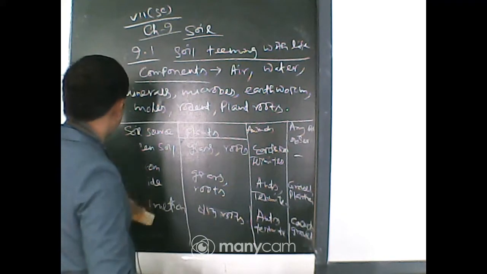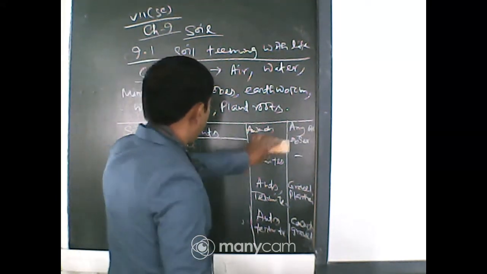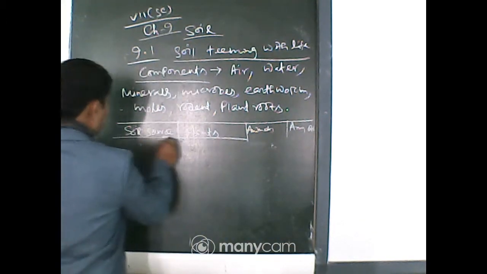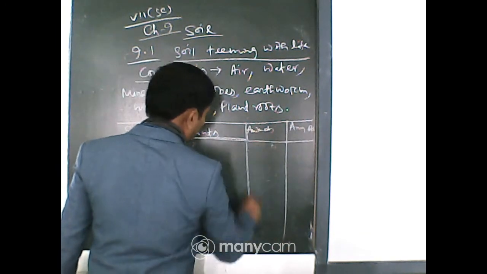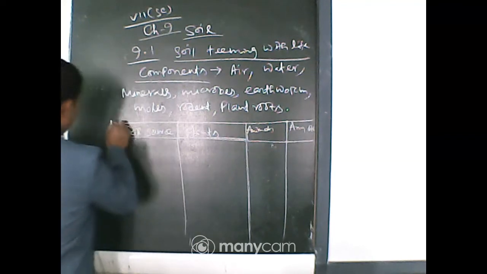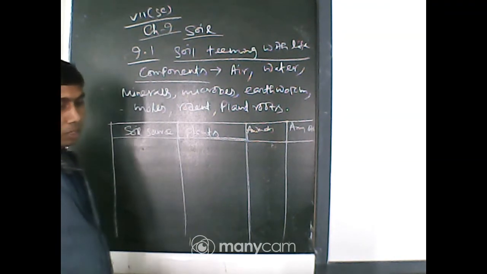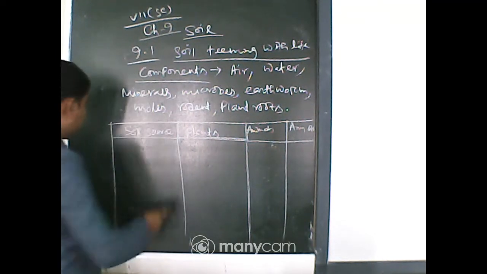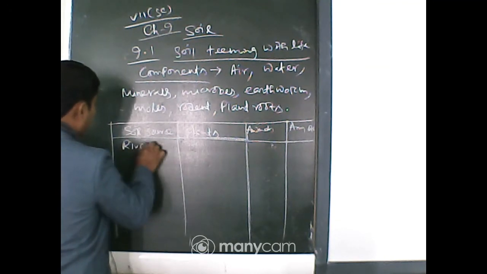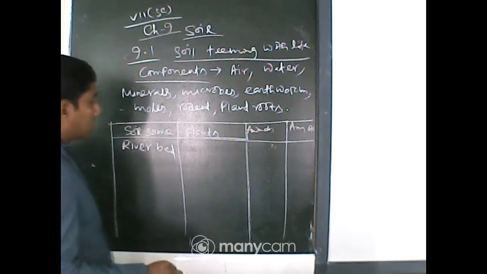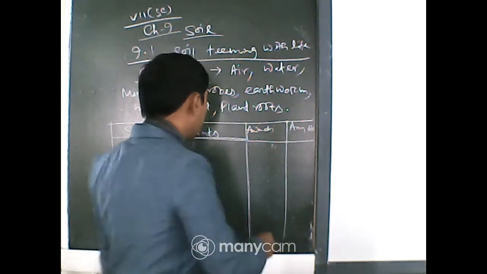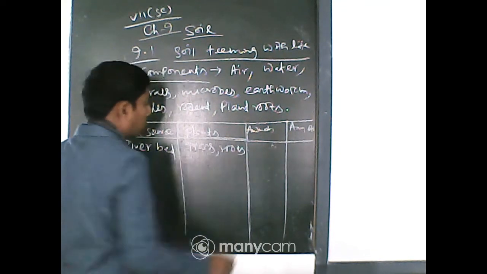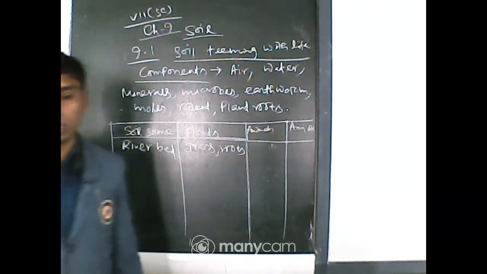So the soil source we can add here. What are the soil sources? One that may be from the riverside or river bed. So that is river bed. Plants: what kind of plants are there? Different kinds of grass and roots of them. Animals: what kind of animals can we see on the riverside?